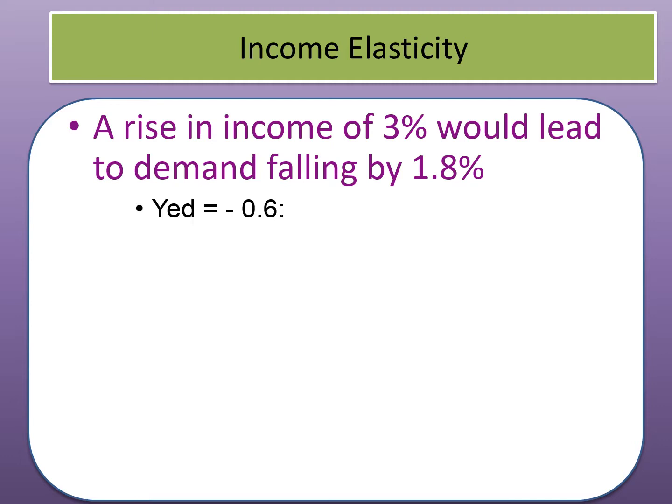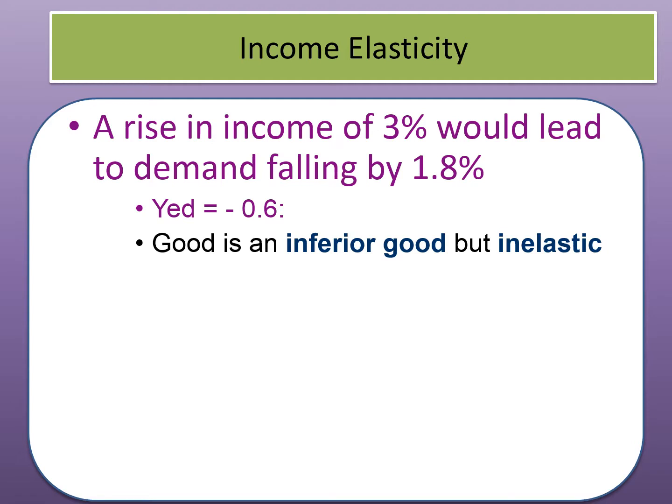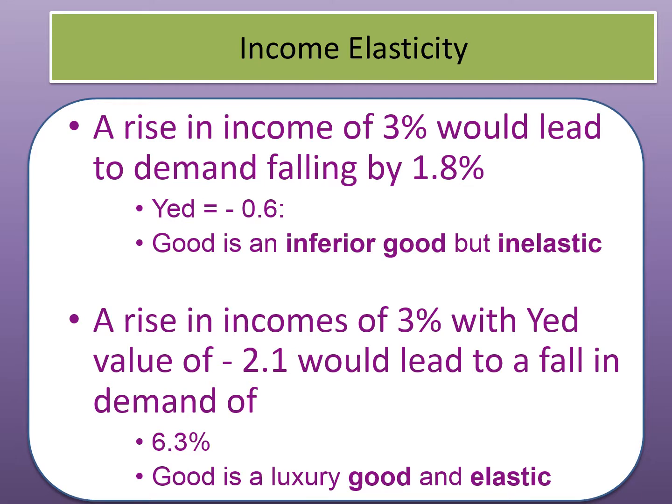So, for example, a rise in income of 3% would lead to demand falling by 1.8%. So we work out the YED, which equals -0.6. Therefore, this good is an inferior good because it's negative, but it is inelastic because it is less than 1. So do you see how they tie in? If it's less than 1, it's still going to be inelastic, but inferior because it is a -0.6. And then vice versa.